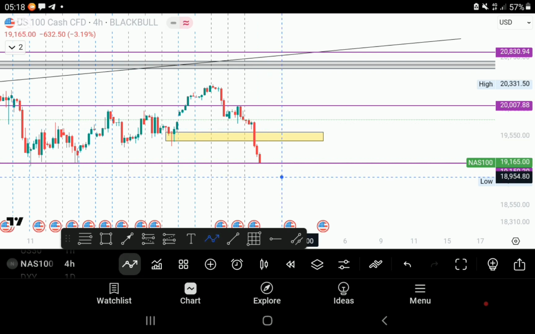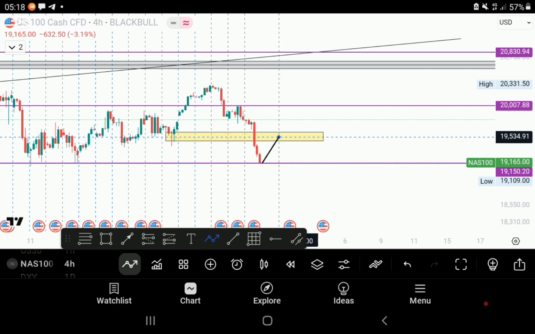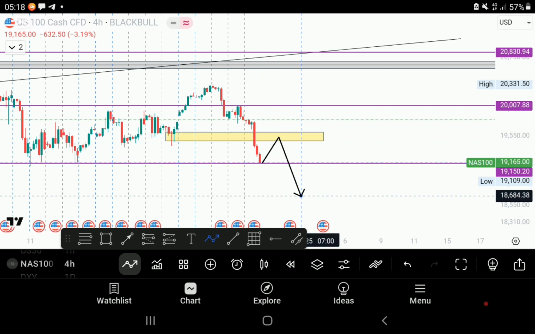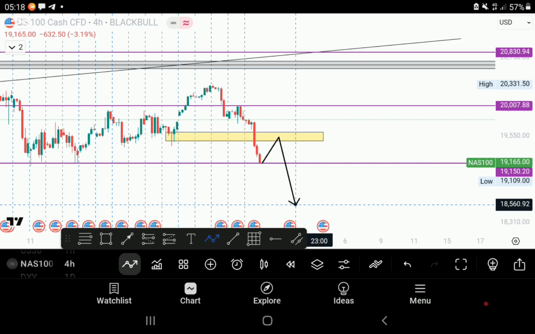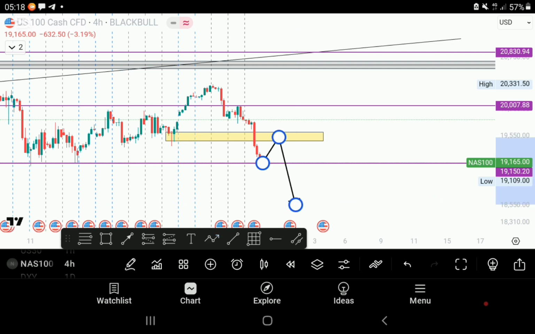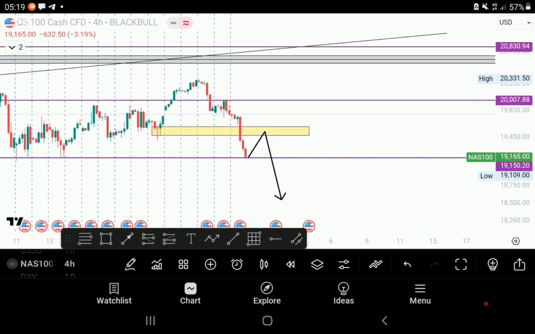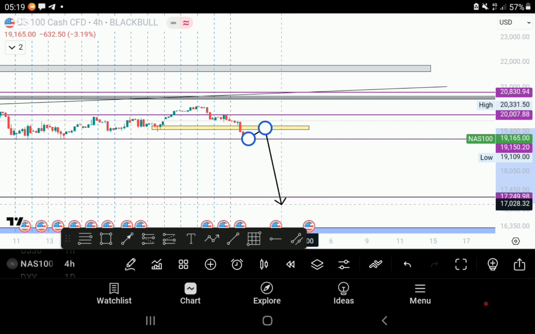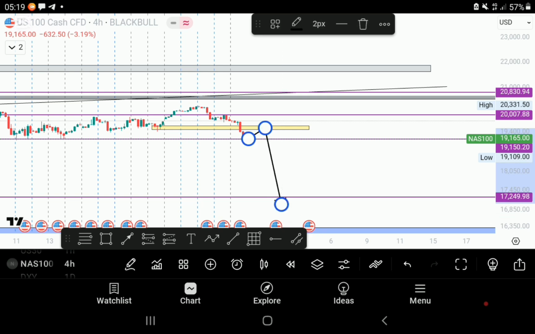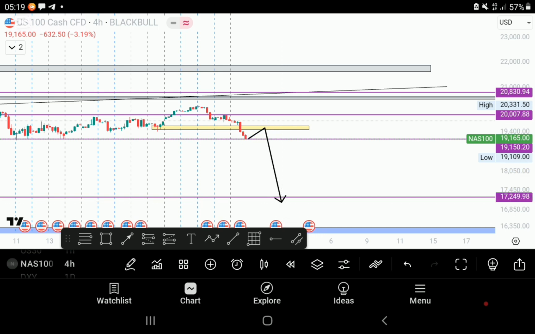Our US Tech NAS100, guys. The market is going to retrace down to this zone, and then we are selling downward. Let me show you, guys. We are selling downwards, and it might even get up to this side, because you know NAS100 is very, very volatile, guys. So for this week, we expect the market to come down to this zone. So what is our potential for this week, guys?